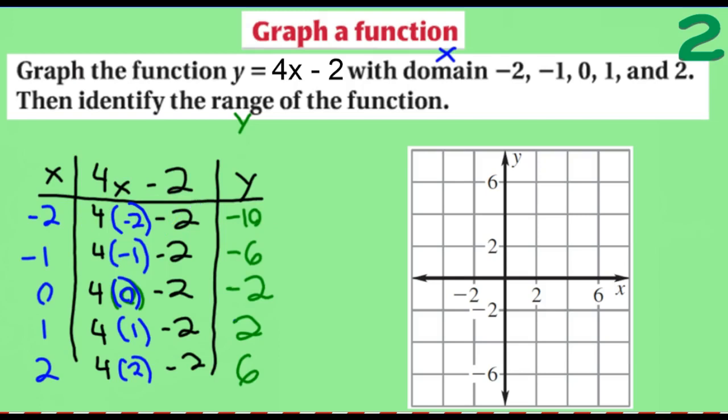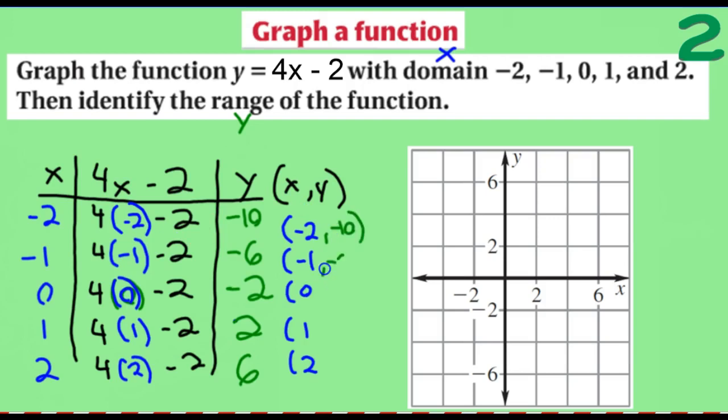So if we have an x and a y as our coordinate, our x's are going to be -2, -1, 0, 1, and 2. Our y's then will be -10, -6, -2, 2, and 6.